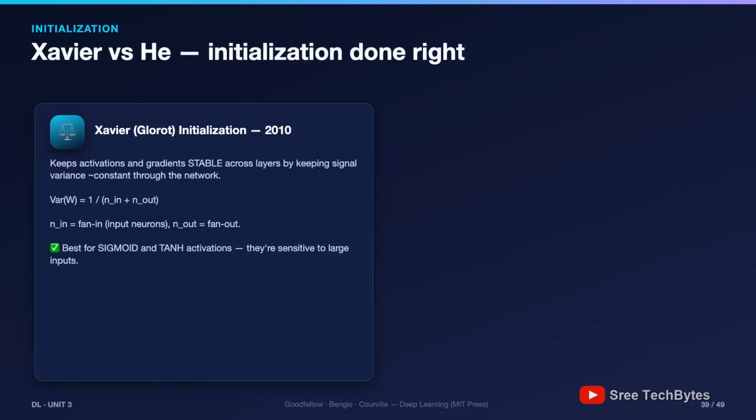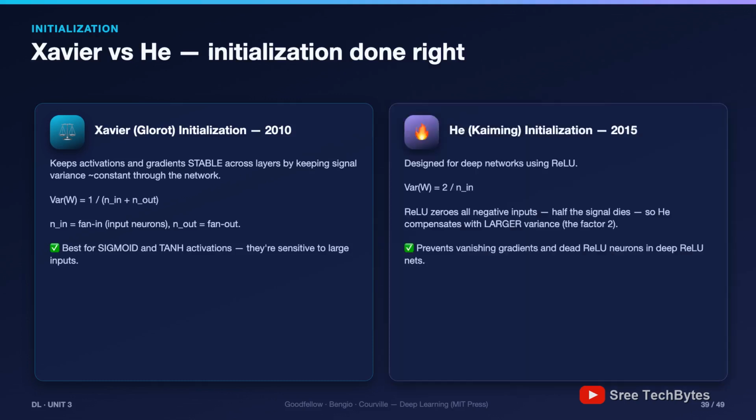Best partner for sigmoid and tanh activations, which are sensitive to large inputs. He initialization, He et al., 2015, designed for ReLU networks. Variance equals 2 over fan-in. Why the 2? Delightful reasoning.